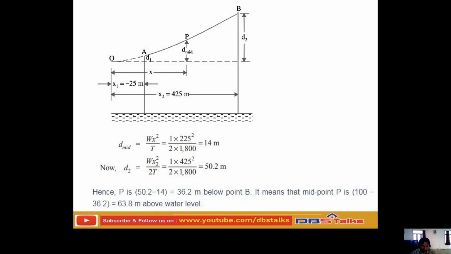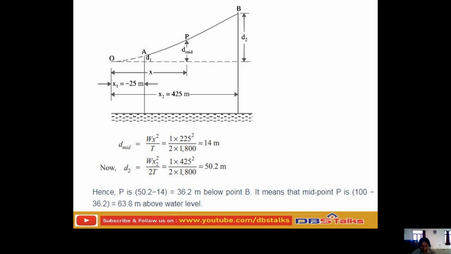So this is the D midpoint, and D mid is equal to omega x square by 2t, and omega is 1, x is 225, so 1 into 225 square by 2 into 1800, that is equal to 14 meters. D2 is omega x2 square by 2t, and D1 is omega x1 square by 2t. Like that we have to calculate it, the D midpoint and also D2 and D1.